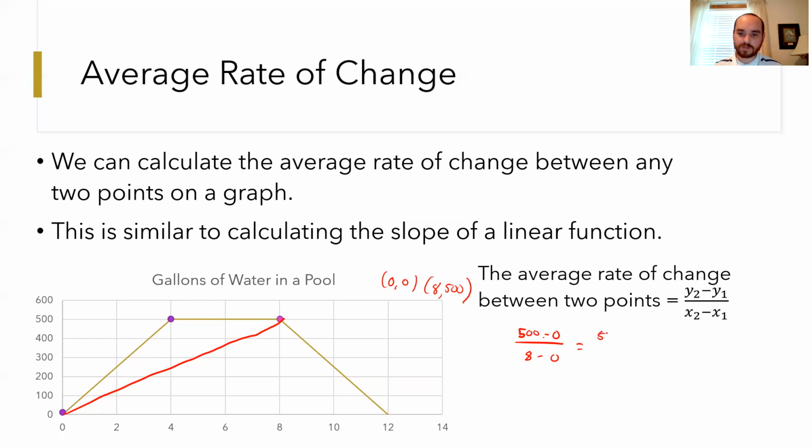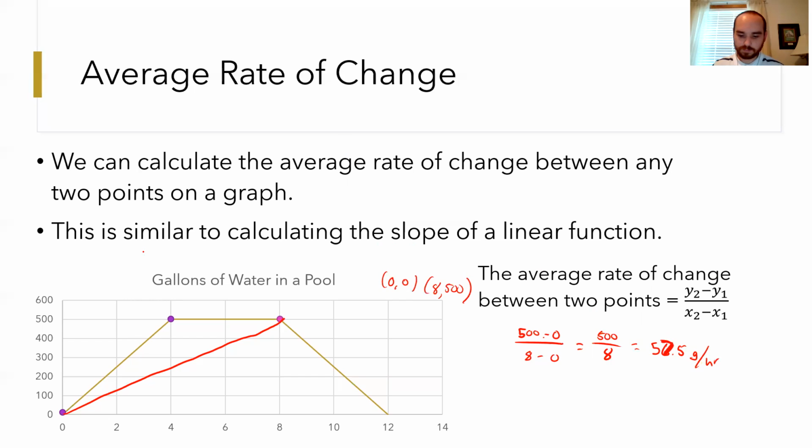That equals 500 over 8, or what is that, about 50? I don't have a calculator. Can't do it off the top of my head. It should be 56.5, I think. 57.5. There we go. Okay, so it's 57.5 gallons per hour.